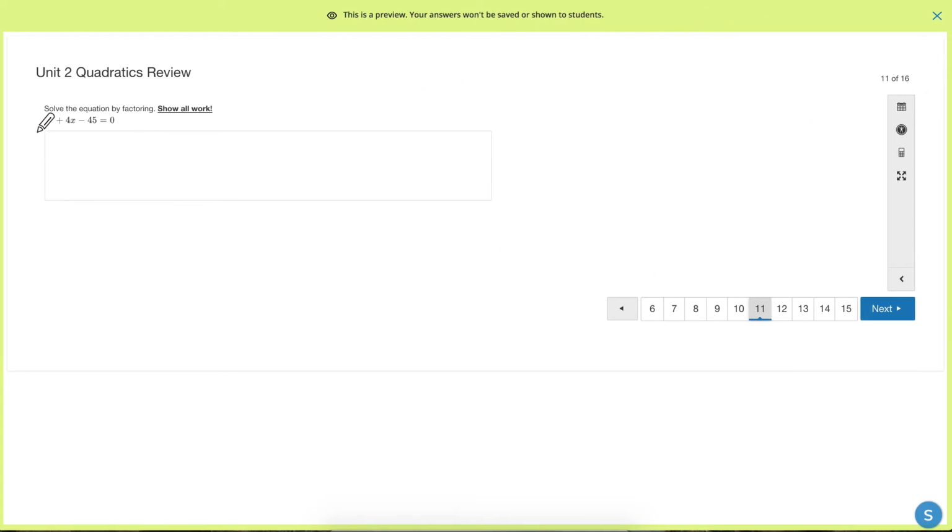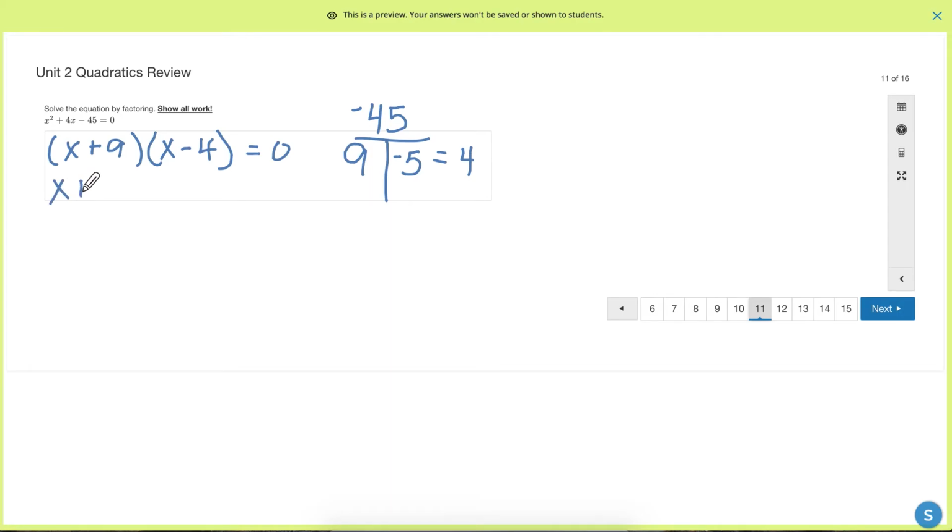This one's a little less work because we need to find factors of negative 45 that add up to 4. 9 and 5 will work. Negative 5 because 9 minus 5 is 4. So you get x plus 9 times x minus 5. And that's set equal to 0. So set both equal to 0 and solve. x equals negative 9 and x equals 5.